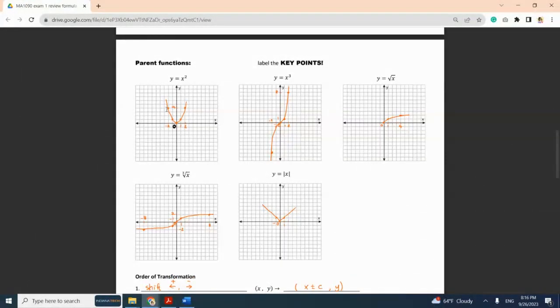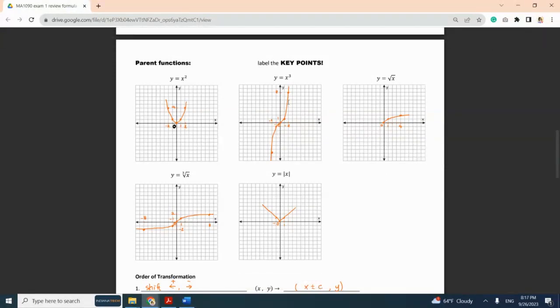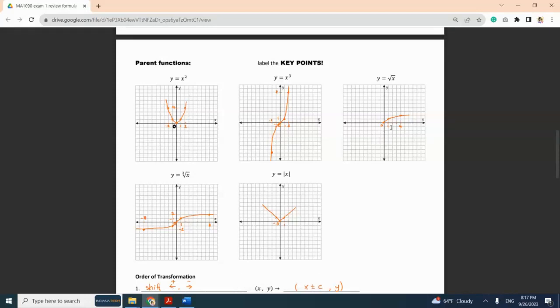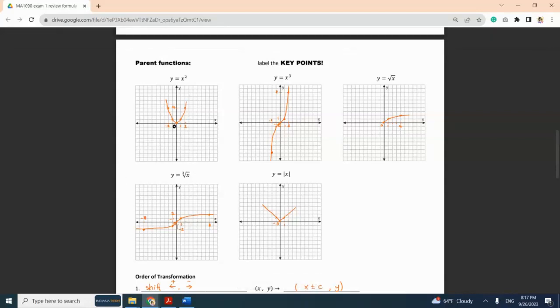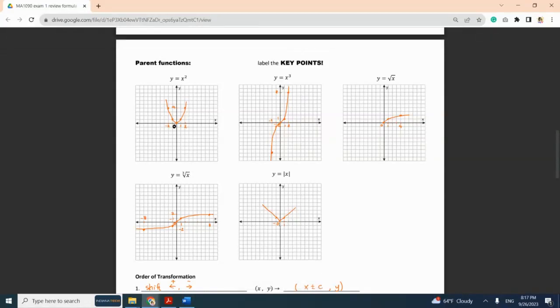(-1, 1), (-2, 4). X cubed, 5 key points: (0, 0), (1, 1), (2, 8), (-1, -1), (-2, -8). And then square root of x, 3 key points: (0, 0), (1, 1), (4, 2). Cube root of x, 5 key points: (0, 0), (1, 1), (8, 2), and (-1, -1), (-8, -2). And then absolute value of x: (0, 0), (1, 1), and (-1, 1). We have 3 key points.